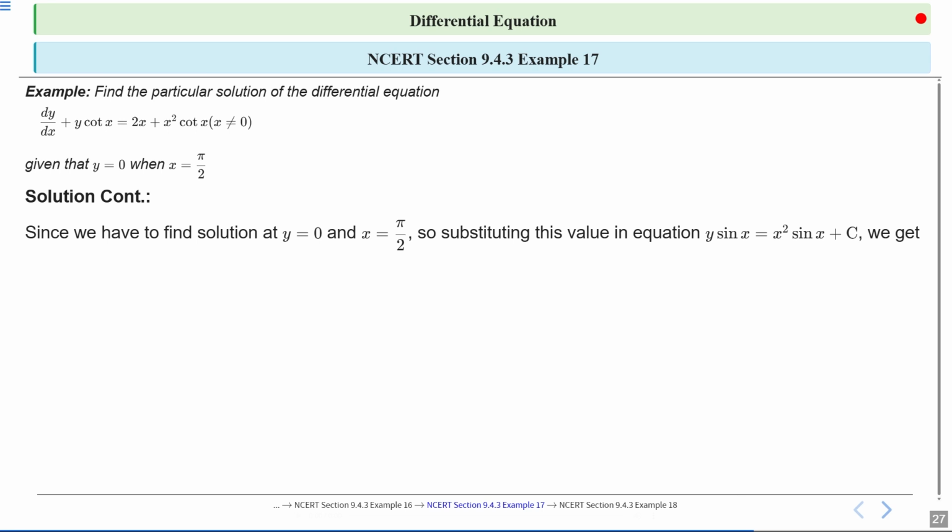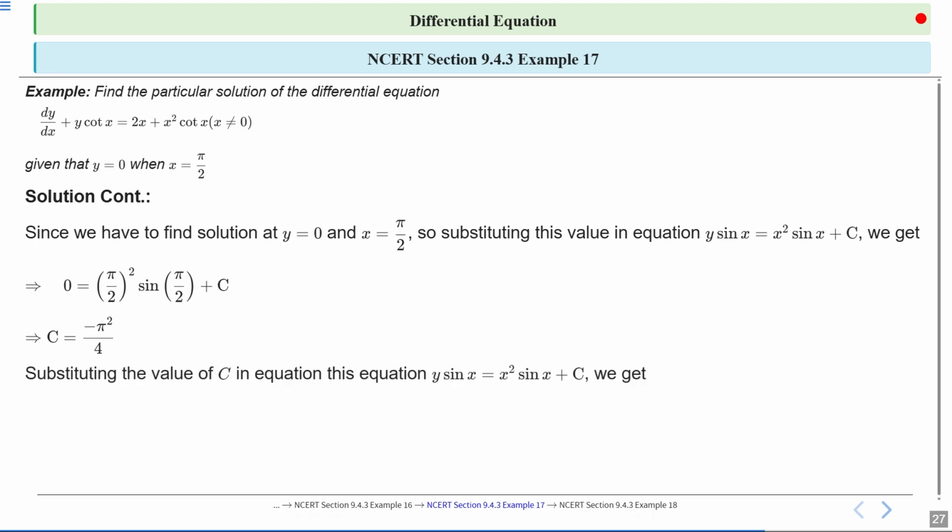So now we have calculated the general solution of the given differential equation, but we have to find a particular solution according to the given initial condition, and that condition is y is equal to 0 when x is equal to pi by 2. So to find it, we substitute this value to get the value of c in the general solution. That general solution is y sin x is equal to x square sin x plus c. So y is equal to 0 and x equal to pi by 2. As sin pi by 2 is 1, we get 0 is equal to pi by 2 whole square sin pi by 2 plus c. So we get c is equal to minus pi square by 4.